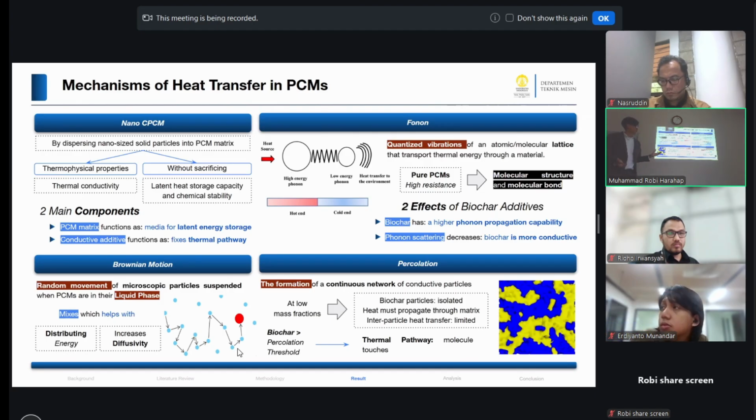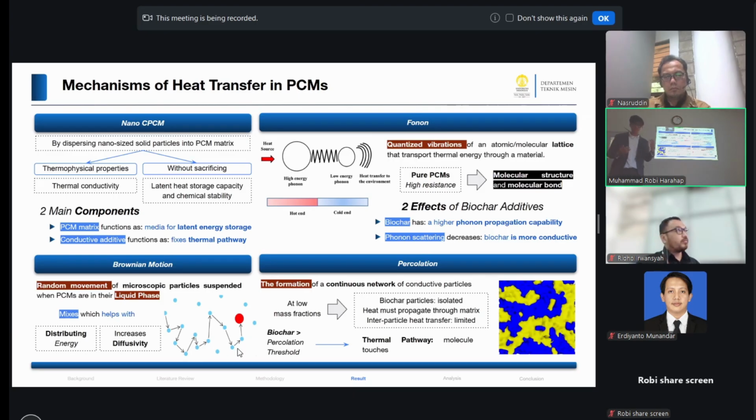Okay, so there are two main components of nano-CPCMs. The first one is the PCM matrix, right? Which is a medium for latent heat storage, and the second one is the conductive additive, which here is biochar. It fixes the thermal pathway, which we would discuss here.